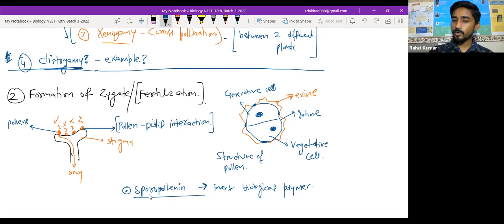But you understood what is sporopollenin? It's an inert biological polymer from which exine is made up of. So write down, sporopollenin is a major component of exines of the pollen grain. Exine and intine together make the pollen grain's wall. Exine is the outer layer, intine is the inner layer. And sporopollenin is a major component.